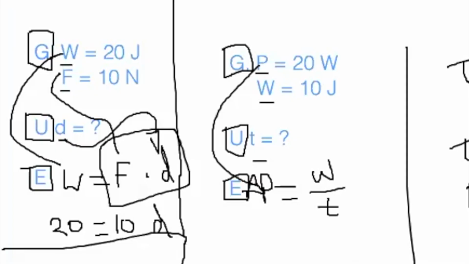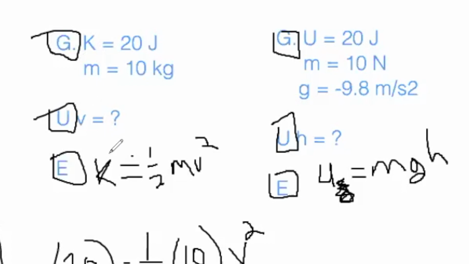The secret to using your equations and picking the right equation is a two-part secret. One, you've got to make the table and you've got to put the correct variables. You can't just write the number. You've got to write the variable equals the number with the unit. You've got to write it like that because that unlocks which equation do I pick. Because I got work, force, and distance. Power, work, and time. K, M and V squared. And then U, mgh. U equals mgh.